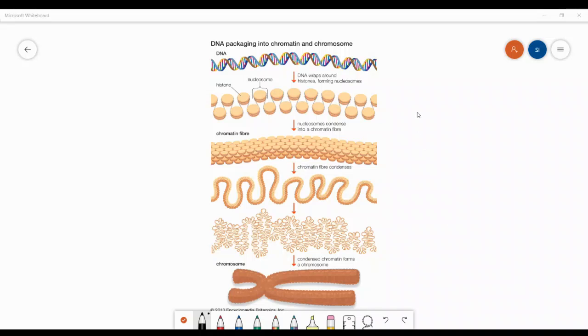Chromosome structure and how it is formed. What is it?